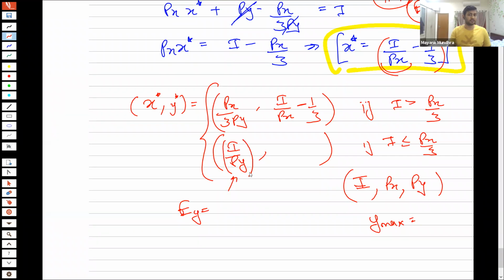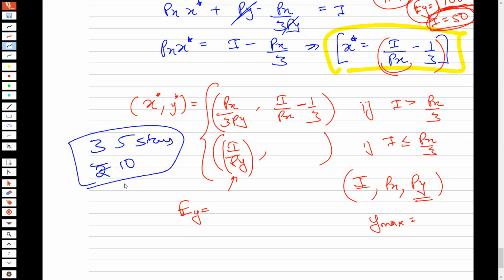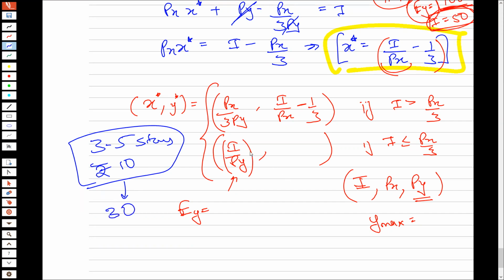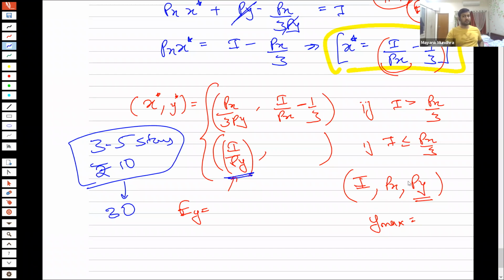If you're consuming this much amount of good Y and the price of good Y is Py, what is the total expenditure you're doing on good Y? If you're buying 3 5 Stars, each costs 10 rupees, what is the expenditure on 5 Stars? 3 5 Stars for 10 rupees, total expenditure kya hoga? Sir, 30. I by Py of good Y, this is the amount of good Y. This is the price of good Y. So what is the total expenditure on good Y?